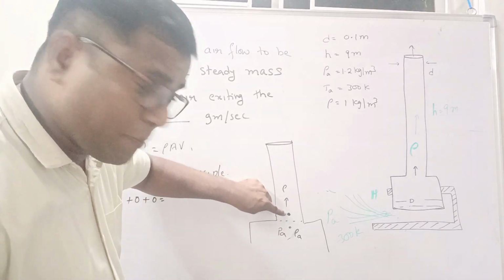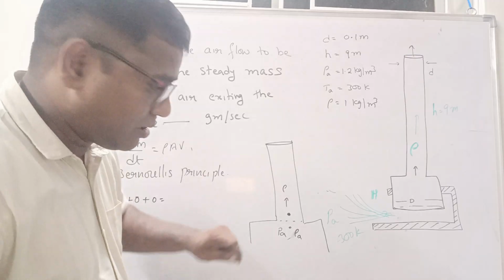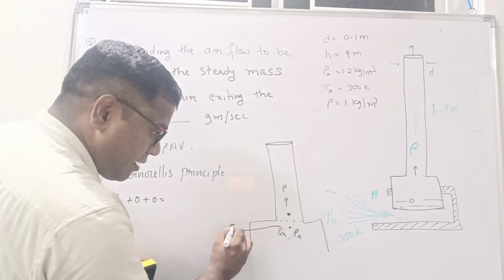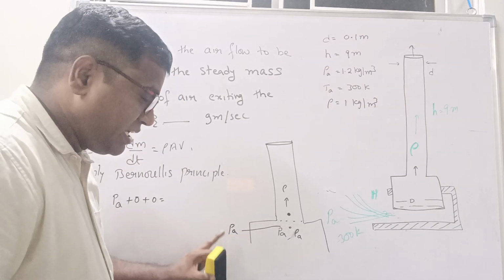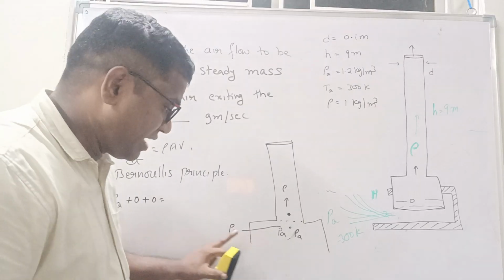So I want to calculate the pressure at this point. How to calculate? A very important point, this one. Try to understand. How to calculate the pressure at this point? At this point I know the pressure PA, because he is saying that outside and inside the pressure is maintained constant. So here it is PA.